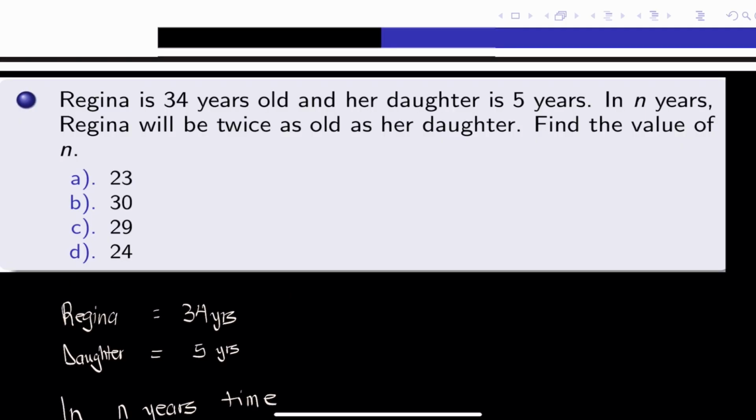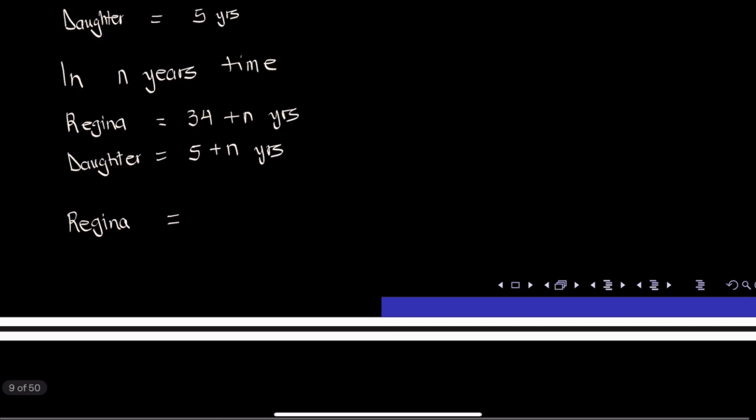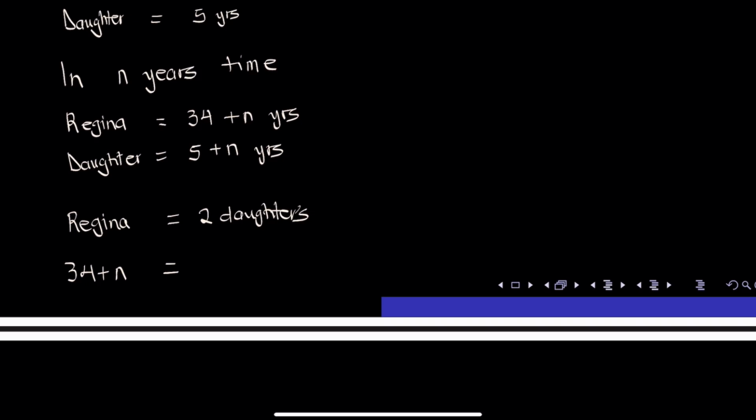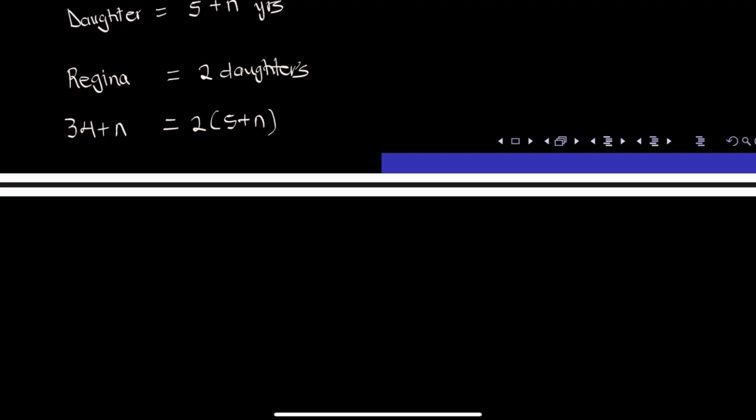Now, from the question, we have been told that in n years' time, Regina will be twice as old as her daughter. And so in n years' time, Regina's age will be equal to twice that of her daughter's age. Now we know that in n years' time, Regina is 34 plus n years old, which will be equal to 2 times her daughter's age. And so in n years' time, her daughter will also be 5 plus n years old. So here we just have to solve for n.